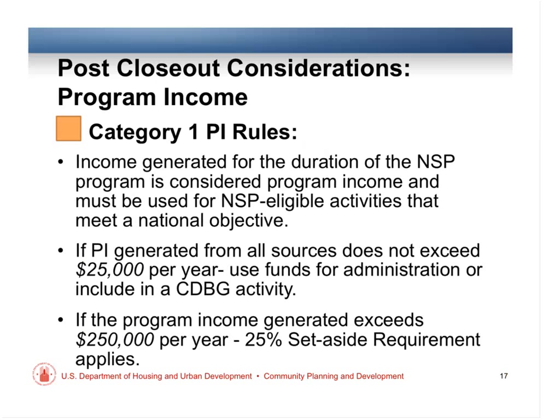There are some thresholds, however, to keep in mind. If you've generated less than $25,000 of program income per year following closeout, you can use those funds for administration or include them in other CDBG activities. If the amount exceeds $25,000, however, you will have to use them for NSP eligible activities that meet a national objective. Now, if you start generating a lot of program income and your program income exceeds $250,000 per year, you're going to have to meet the 25% set-aside requirement. And that applies to all of the dollars you earn. So say you earn $260,000 a year in program income, the 25% set-aside requirement would apply to the entire $260,000, not just that $10,000 that you earned over the $250,000.